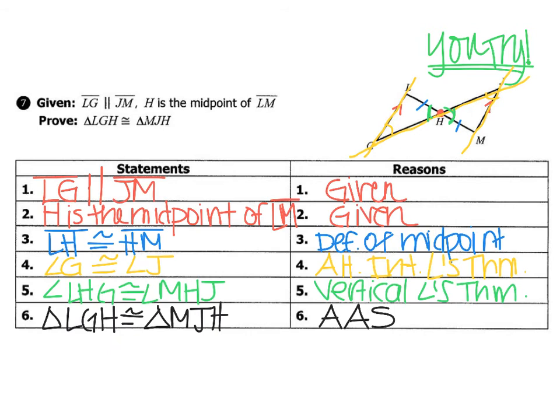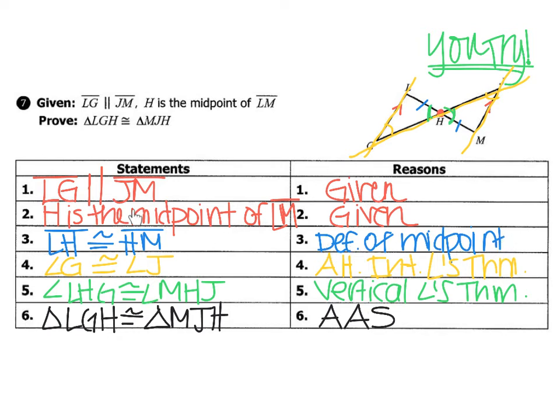All right, here's the answers to number 7. Let's go through it together. Start with your given information that LG is parallel to JM. Two little arrows indicate that, and we write given. H is the midpoint of LM, given information. Then, if we know that H is the midpoint, we can say that LH is congruent to HM because of definition of a midpoint.